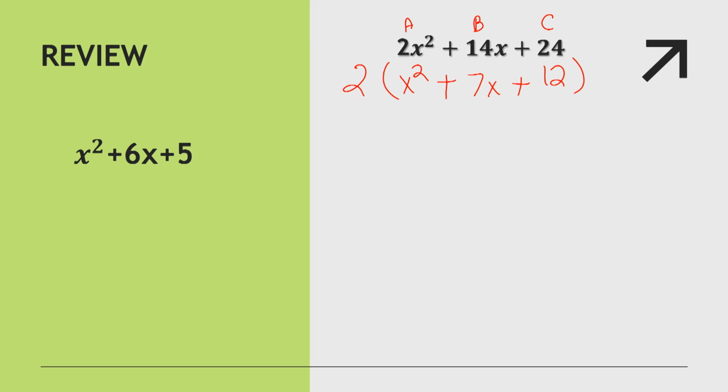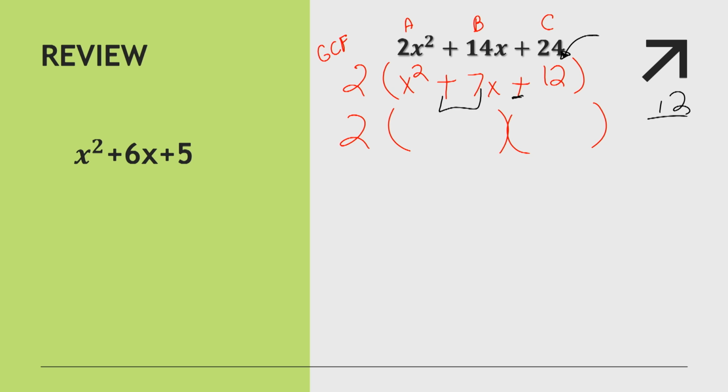So I'm going to keep this greatest common factor outside of my parentheses. I've always told my students it's kind of like bad luggage. You can't get rid of it, you just have to drag it along with you. So that's what we're going to do. We're going to drag that 2 along with us. Now we're going to build our two binomials. To do that, we're going to find the factors of 12 that will add to give me a positive 7.